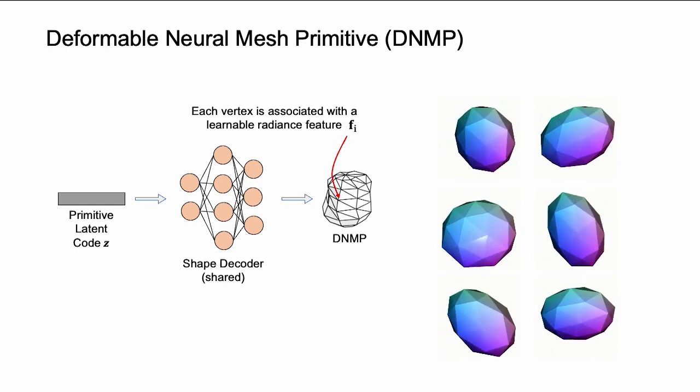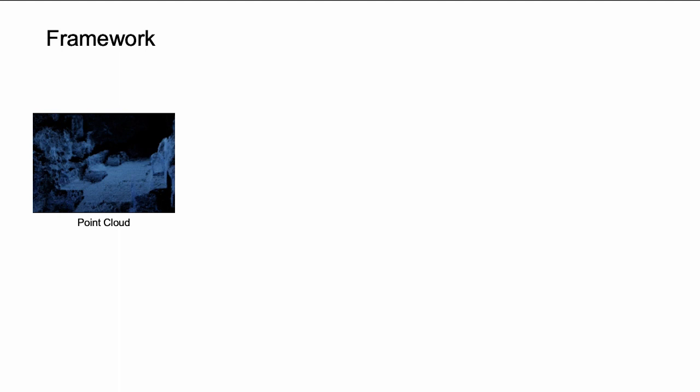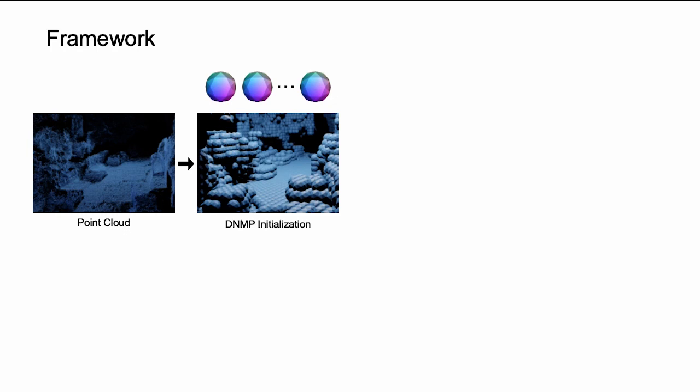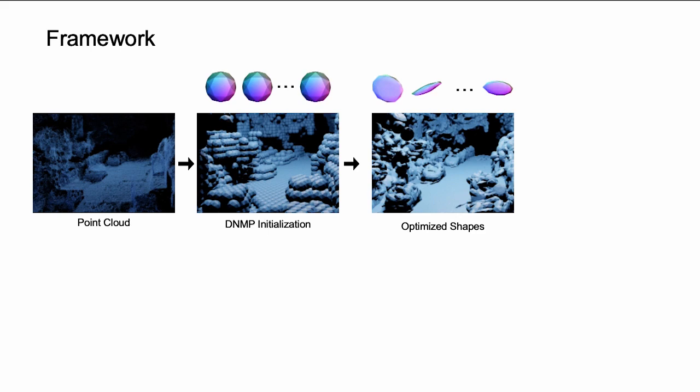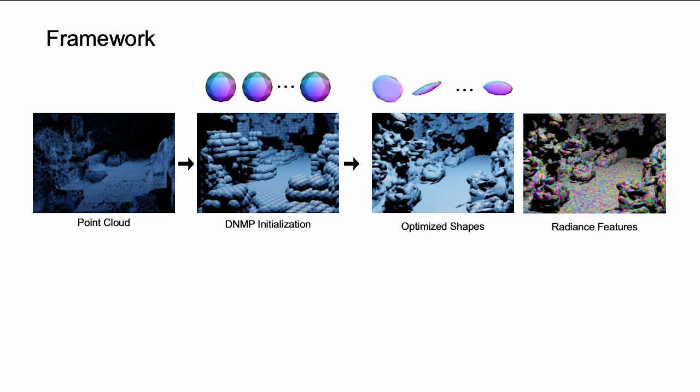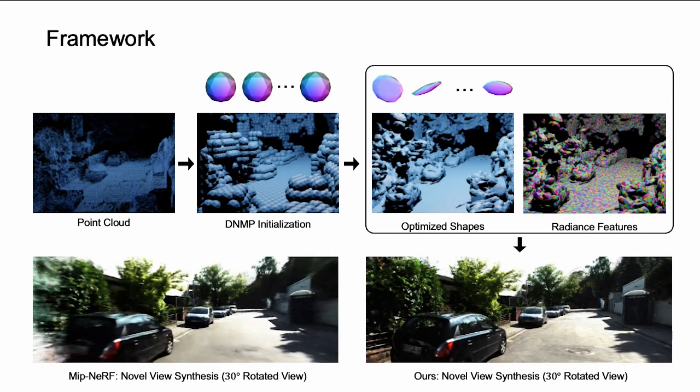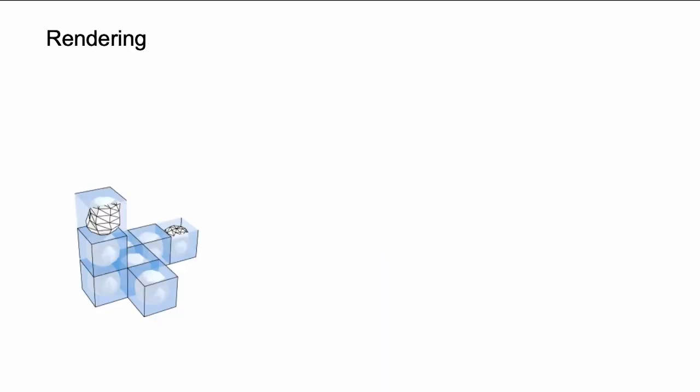To represent the entire scene, we first voxelize the patchy point cloud reconstruction. Then we use a DNMP to parameterize the geometry and radiance information of each voxel. During training, the shapes of DNMPs are deformed to model the underlying 3D structures, while the radiance vertex features of DNMPs are learnt to model the local radiance information for neural rendering. Based on our representation, we achieve efficient and photorealistic rendering for urban scenarios.